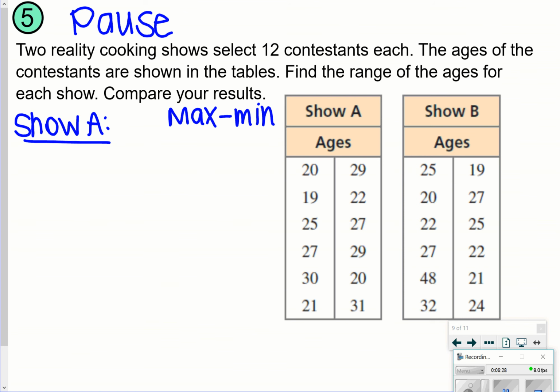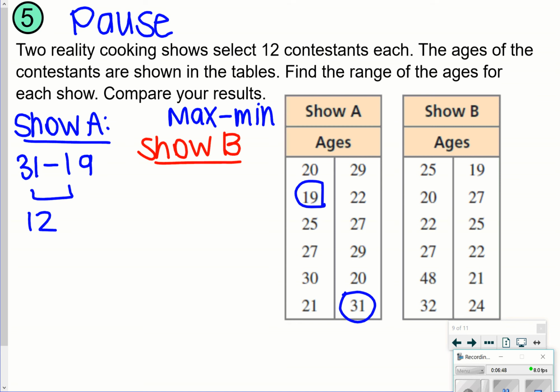Alright, so what I like to do is just find the maximum and subtract the minimum. So that's exactly what I did for both of these. For show A, the maximum is 31 and the minimum is 19. So when I subtract those, I'm going to get 12 as my age range. For show B, my maximum is a little bit different. It's 48 and my minimum is still 19. When I subtract these two, I get 29 as the range.